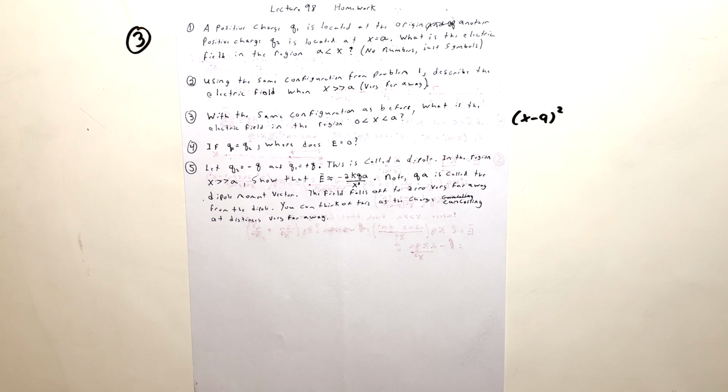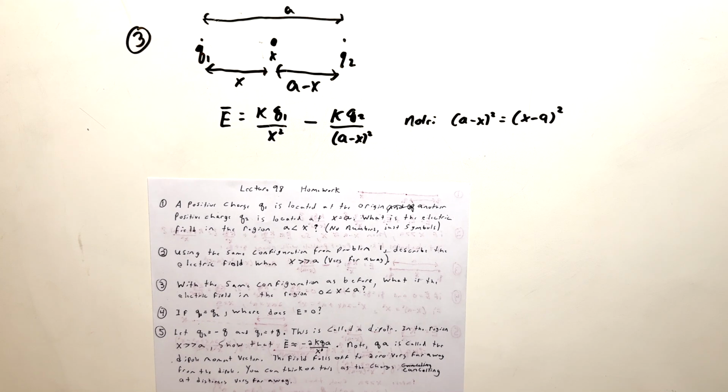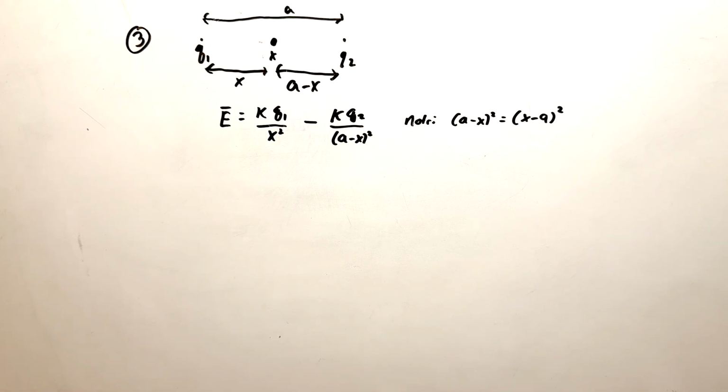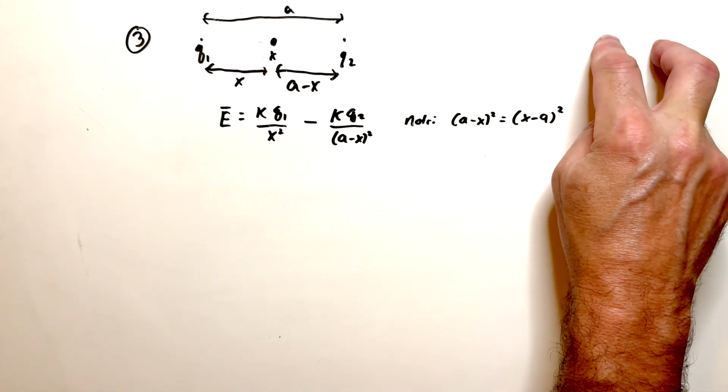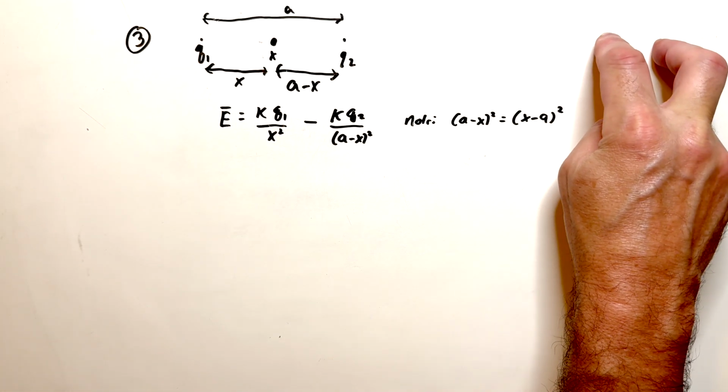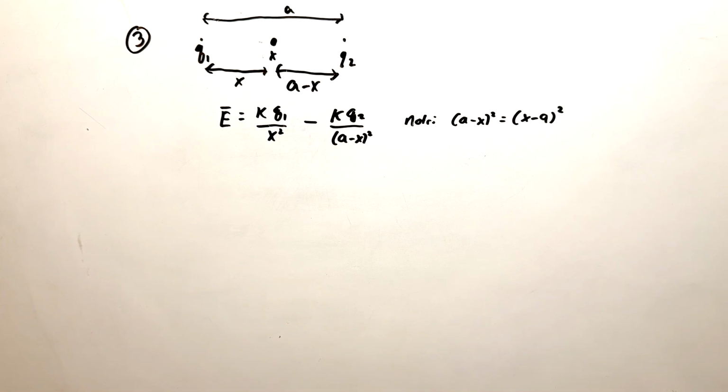Okay, problem number 4. If q1 equals q2, and remember these are both positive, where does x equal 0? I should have been a little more explanatory on that. You can see that in the region where x is greater than a, there is no region where it's equal to 0, except out at maybe infinity in the limit.